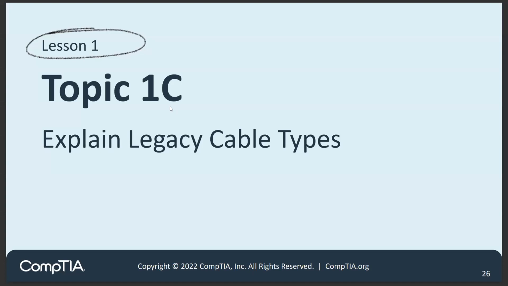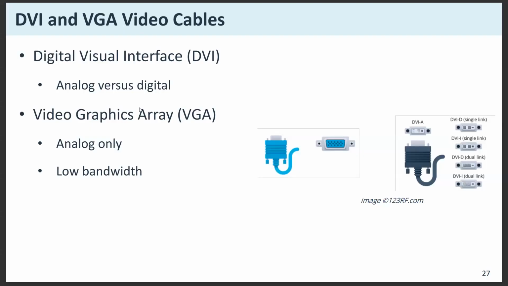And then we are moving to the last topic in this lesson, which is going to be the cable types. And we have the DVI, that's the short form to refer to the digital visual interface. We have the video graphics array, VGA. That one is analog compared to the other one that is digital and analog. I will need to double check on that one.